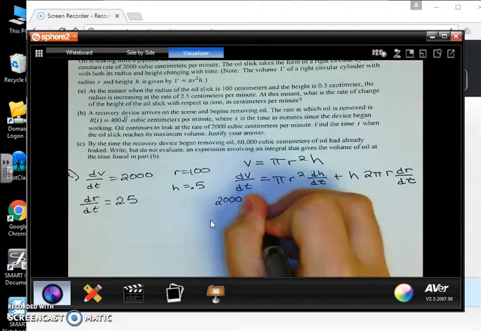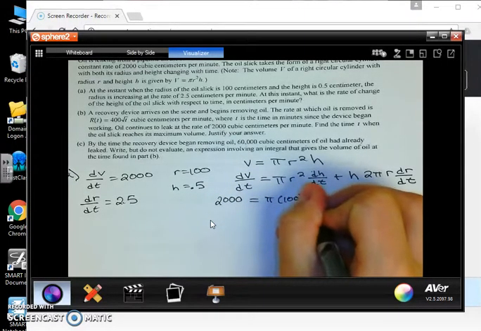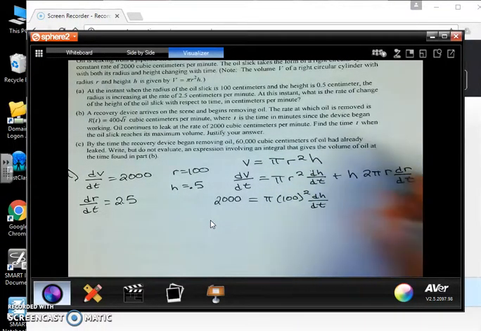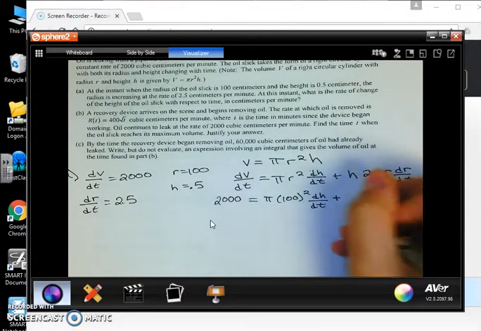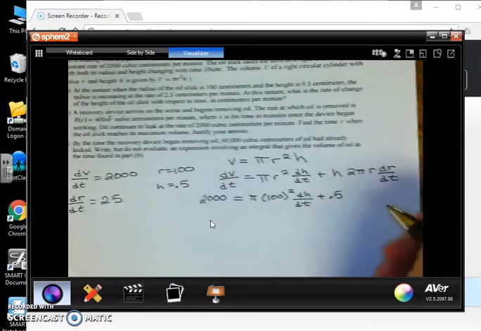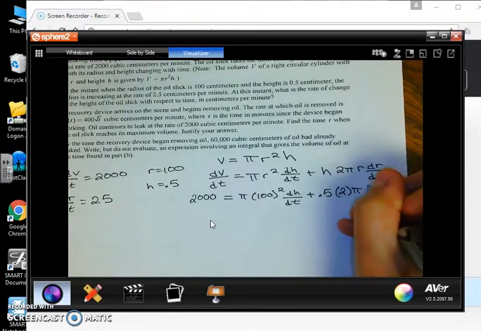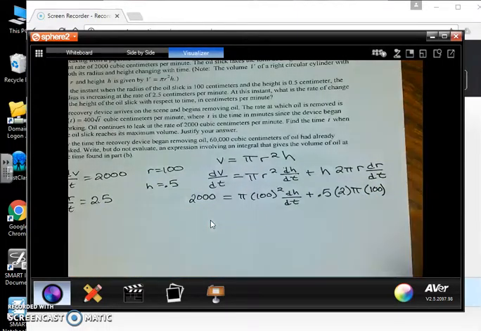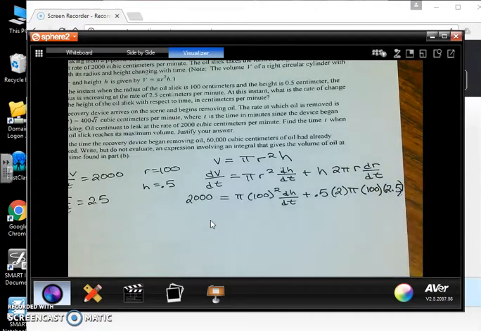So we've got 2,000. And then obviously you have your calculator for this, so you can go ahead and type everything into your calculator. The only thing that I shouldn't know here is the dHdt, which makes sense because that's what I'm trying to find, right? The change in the oil slick. And my height was 0.5. And here we got times 2 pi. My R value was 100. And the dRdt was that 2.5. Okay? So go ahead and type that into your calculator.